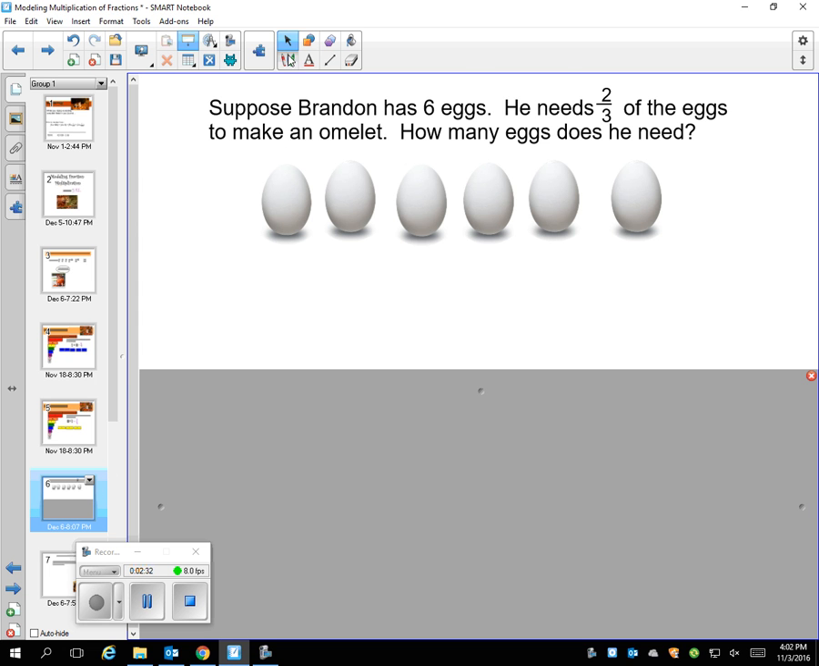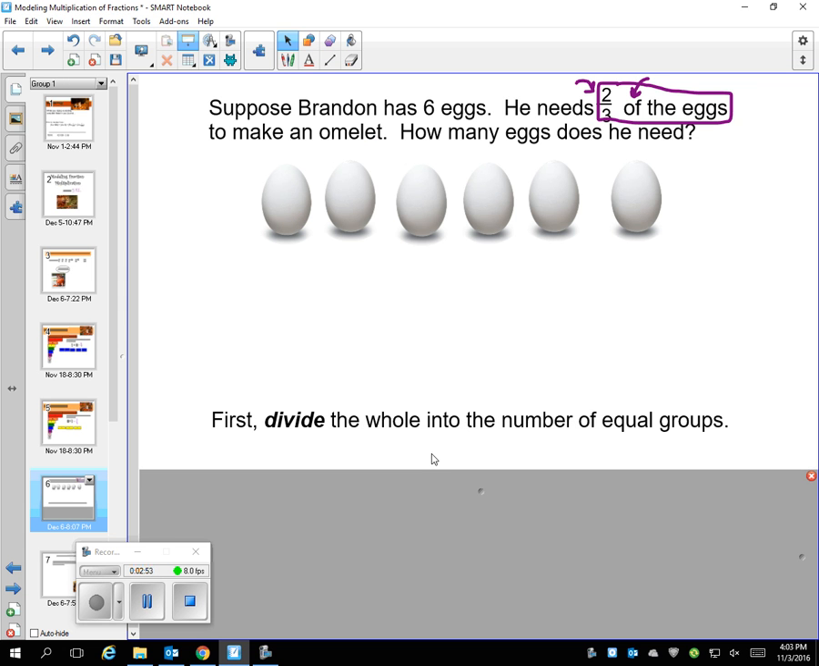So we need 2/3 of the eggs. This word right here, where we have a fraction and the word of coming right after a fraction, is very important when we're multiplying fractions and looking at word problems. So let's take a look. We have 6 eggs. The first thing that we're going to do is divide the whole into the number of equal groups. So this is our whole. These 6 eggs are our whole.